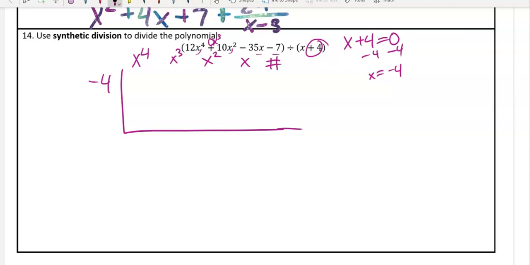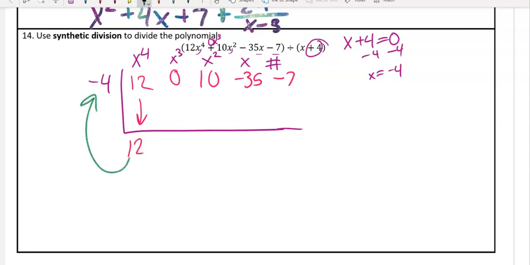I think that's the divisor. Dividend, divisor, yes. Okay, so starting with our coefficients, for the x to the 4, we have 12. And then for the x to the 3, we don't have one, so we put 0. There's our placeholder. And then we have x to the 2, which is 10, negative 35. All right, so now we got to add that negative 7. Going to bring down that 12 to get us started and start multiplying. 12 times negative 4 is going to get us negative 48.